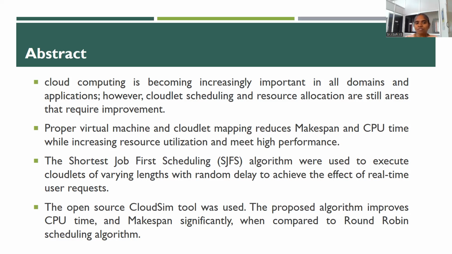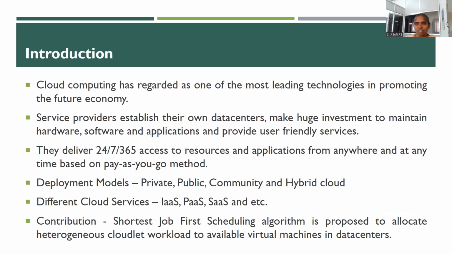And here the mapping of virtual machines with cloudlets is very important. We are focusing on reducing the overall time, the makespan and CPU time, in order to increase resource utilization and improve performance. In this study, we have proposed the shortest job first scheduling algorithm to execute cloudlets and have introduced random delay in order to get the feel of real-time user requests. The open source CloudSim simulation tool is used, and the proposed algorithm improves CPU time and mean span compared with the round-robin scheduling algorithm, which is the one used by default in the simulation tool.